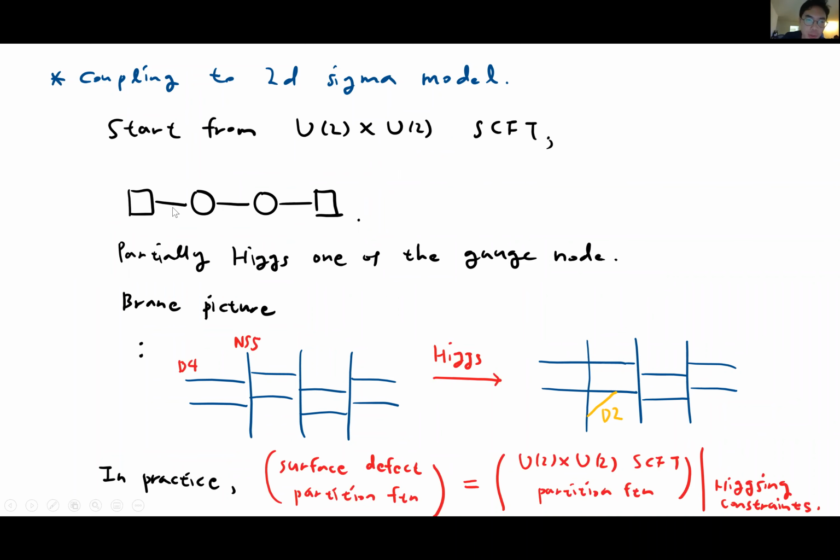And the plan is to partially Higgs one of the gauge groups so that we generate the surface defect. This partial Higgsing procedure can be understood in the brane picture. The brane picture is very convenient to understand this partial Higgsing.